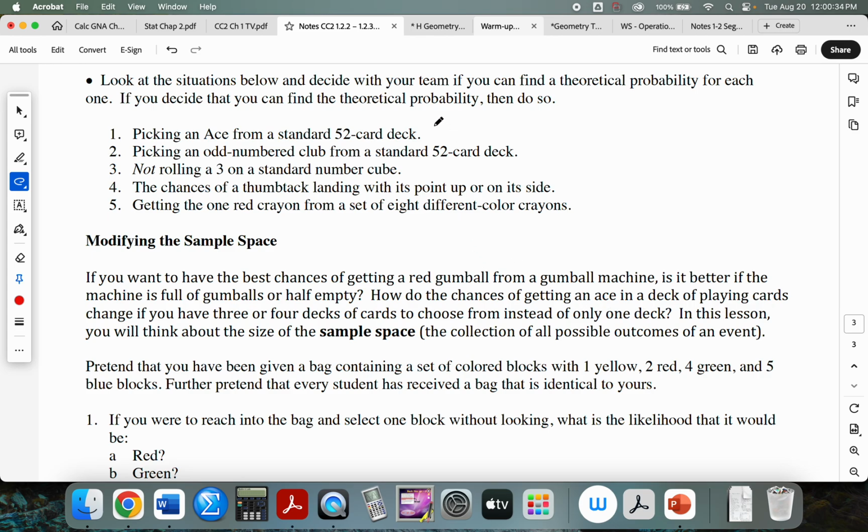So for number 1, picking an ace from a standard 52 card deck. So I know that there's 52 total. How many aces are there? 4. Did y'all reduce it? Are we supposed to? Generally, we always reduce fractions. It's 1 out of 13.